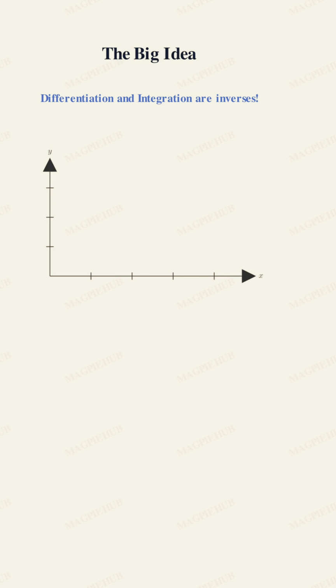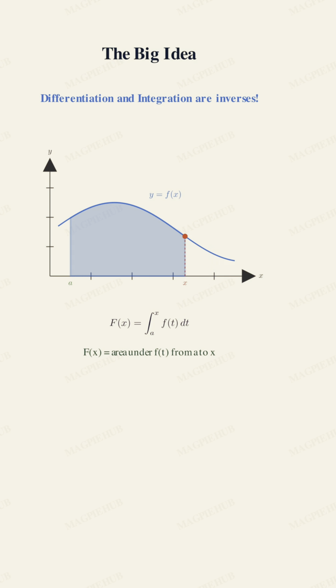Here is the big idea: differentiation and integration are inverses of each other. Watch this curve y equals f of x. Define F of x as the integral from a to x of f of t dt. This F of x measures the area under the curve from a to x.